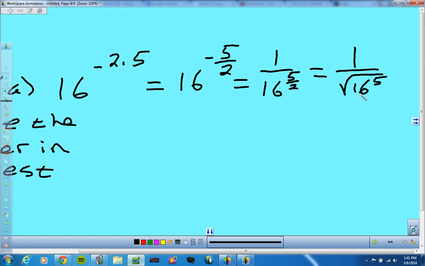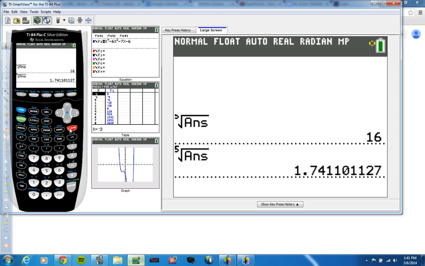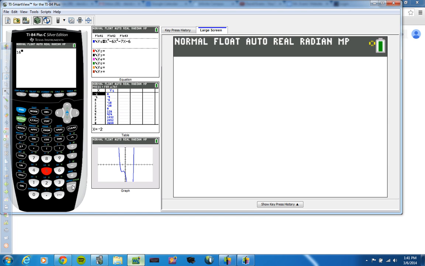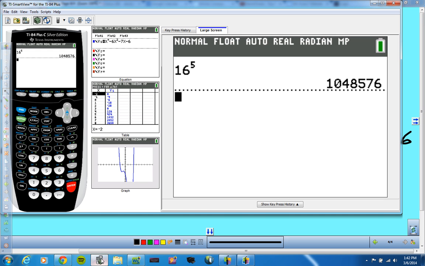Okay, so let's do that. And again, you want to show as many steps as you can always. So we'll do 16 to the 5th power, and we get that big number, 1,048,576. And then we can just take the square root of that. Showing steps like this gives me the ability to give you partial credit on the test. So let's do that in the calculator.